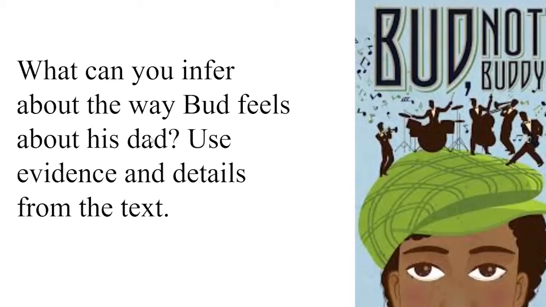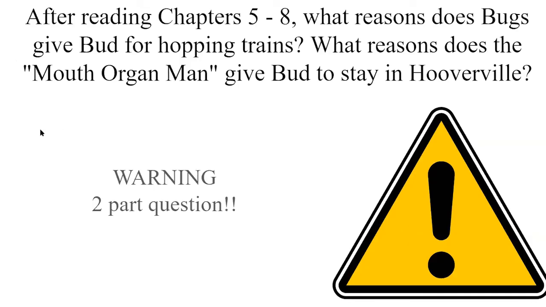This week, you're going to be answering another question. This is a two-part question. After reading chapters 5 through 8, what reasons does Bugs give Bud for hopping trains? And what reasons does the mouth organ man give Bud to stay in Hooverville? So this is a two-part question, and this is what relates to what we just did with Ready Common Core.